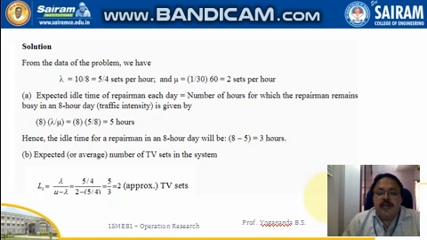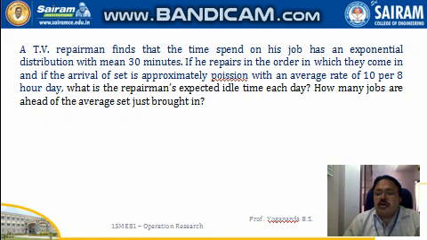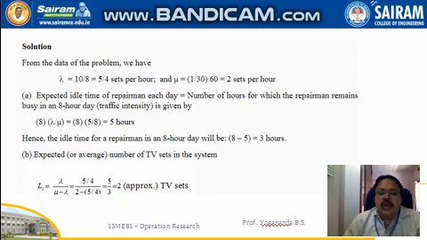From the data of the problem, there are 10 customers in 8 hours. The TV shop is open 8 hours a day, so the number of TV sets coming in the entire day is 10. If you calculate per hour, it is 10 TV units in 8 hours. So in one single hour it is 10 by 8, that is 5 by 4 sets per hour.